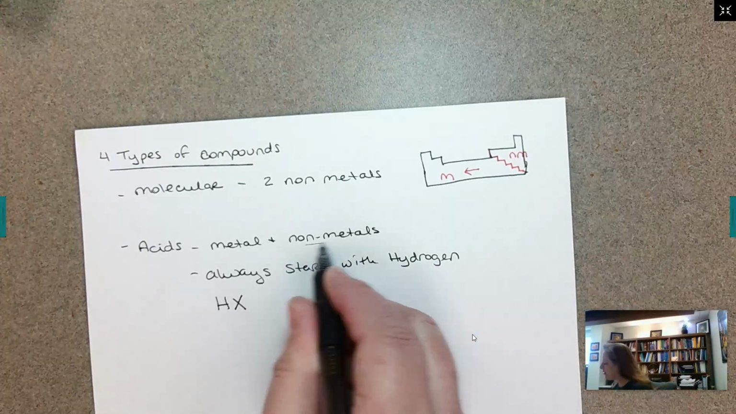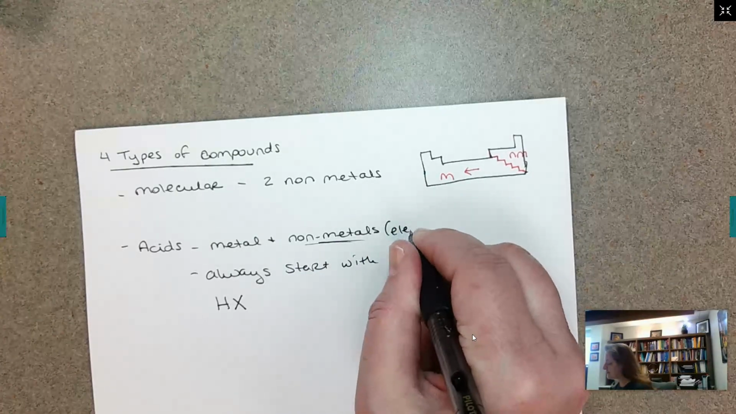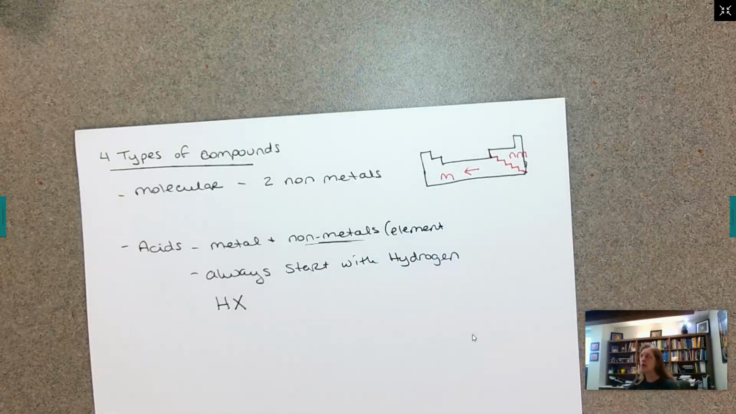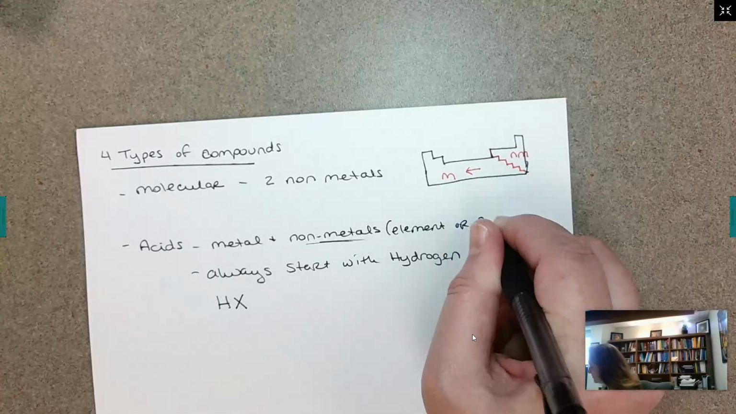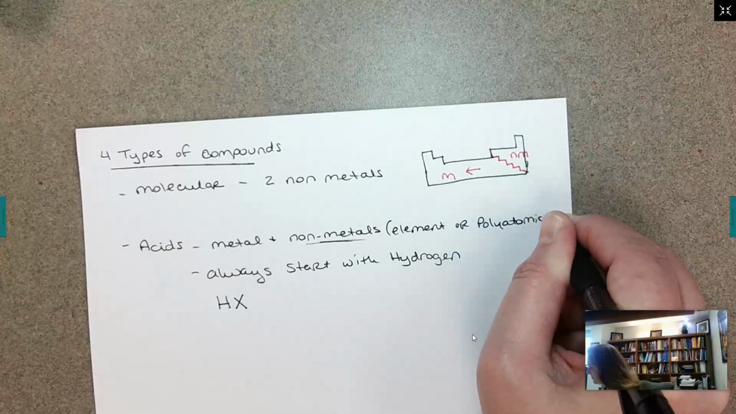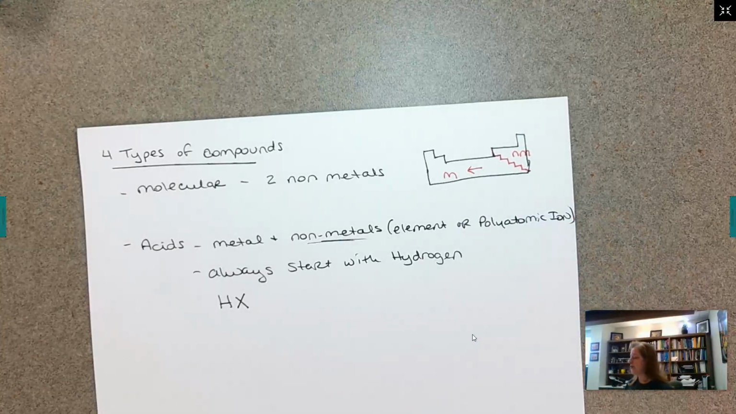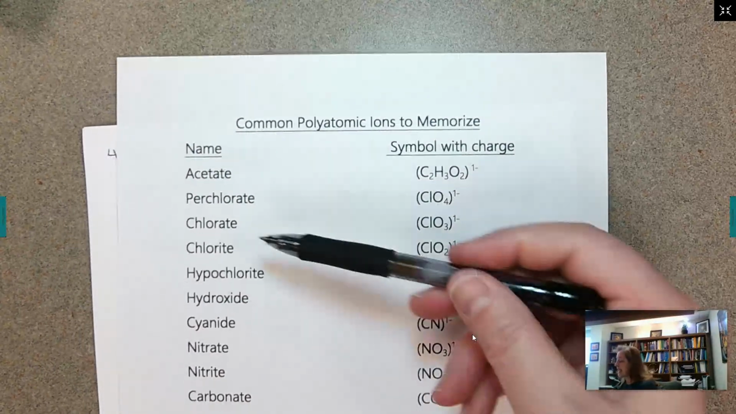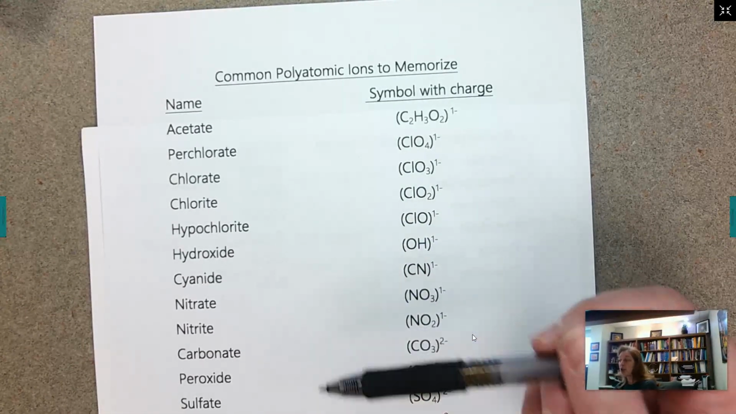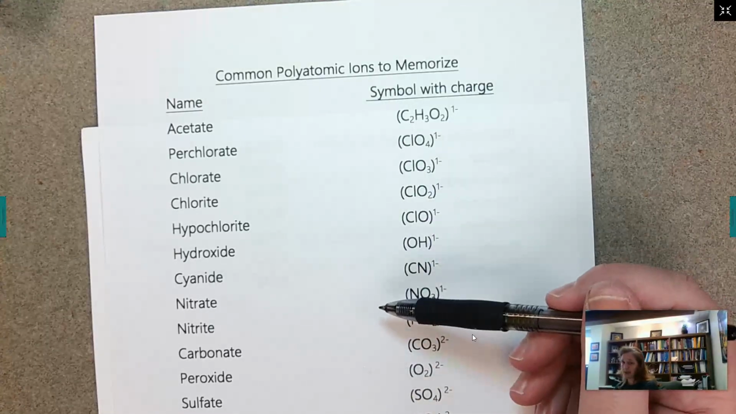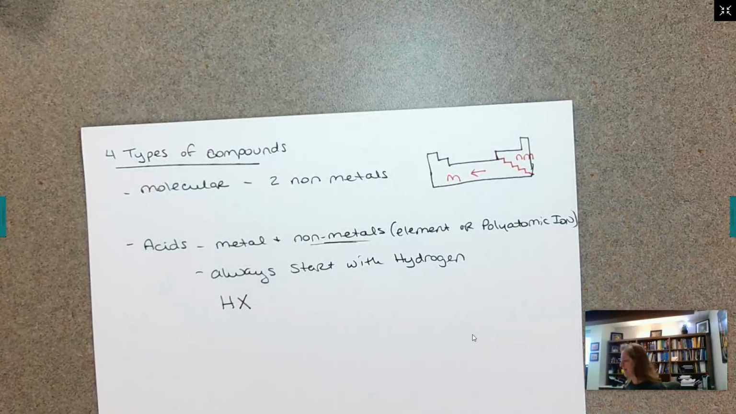Now, this non-metal over here could be an element, such as chlorine, bromine, iodine, or some of those non-metals. Or it could be a polyatomic ion. You have your polyatomic ions that you need to memorize. Any of these paired with hydrogen could be an acid. Just because it has a polyatomic ion in there doesn't mean you're going to name it like an ionic compound. So naming acids is a little bit weird. We'll talk about that in a little bit.